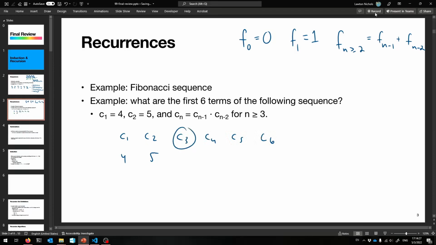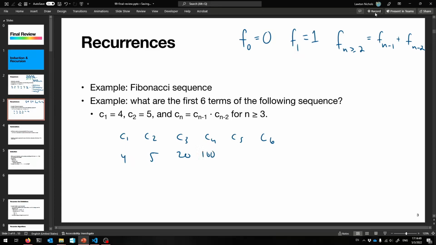So C3, for example, is C2 times C1. So it's multiplying the 2 previous elements, it seems. So what is 4 times 5? That is 20. What is 20 times 5? So C4 is equal to C3 times C2, right? The 2 previous elements multiplied together. And that's going to be 100.